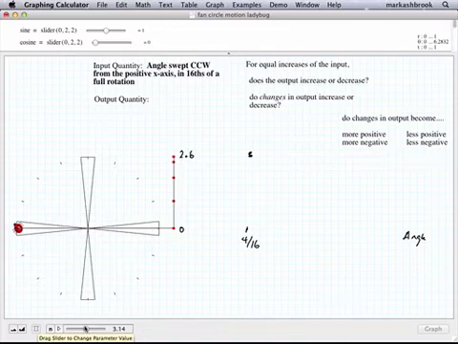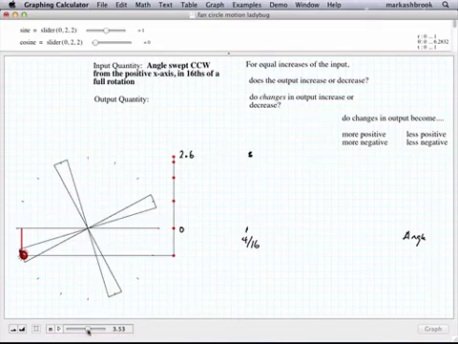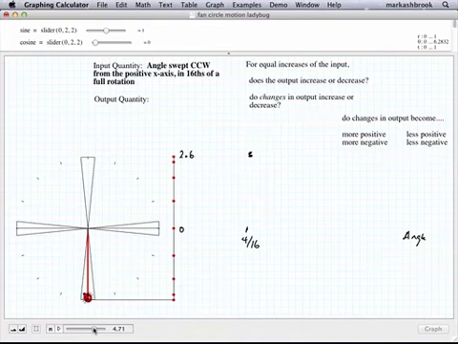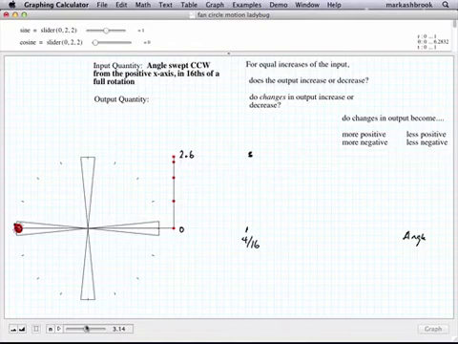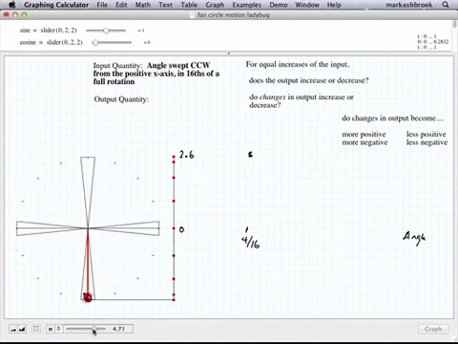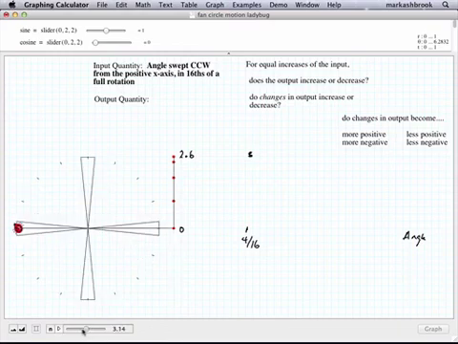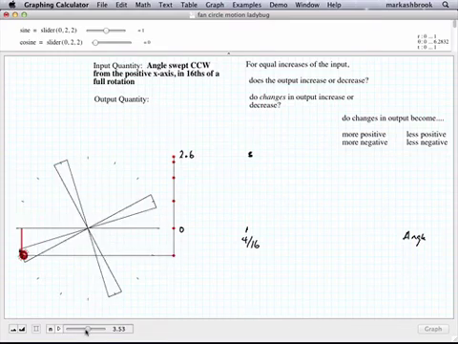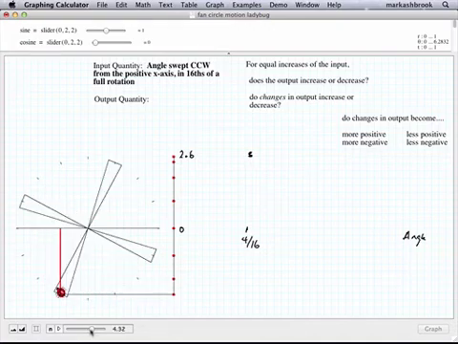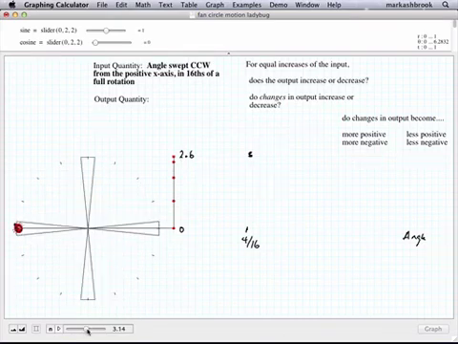Okay, so here's quadrant 3, or from 9 o'clock to 6 o'clock. What does the vertical distance do? What do the changes in vertical distance do? One more time from 6 to 9. What does the vertical distance do? Does it increase or decrease? Do the changes in vertical distance increase or decrease? Are the changes positive or negative? Are the changes in the vertical height positive or negative?